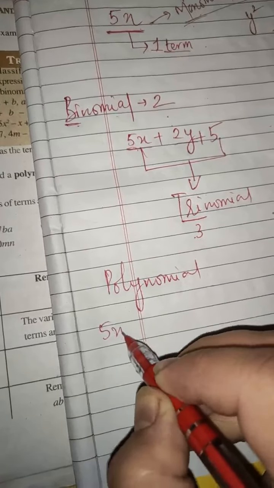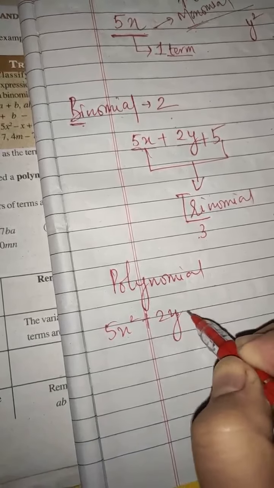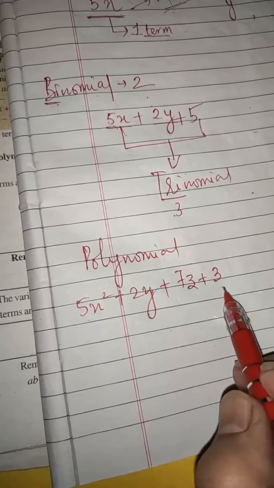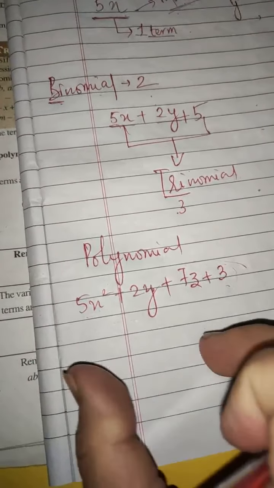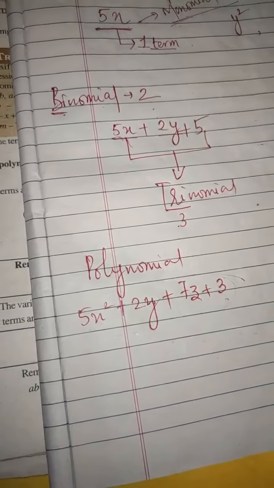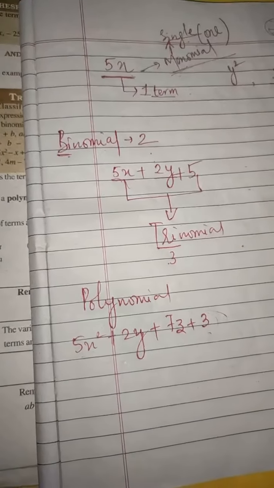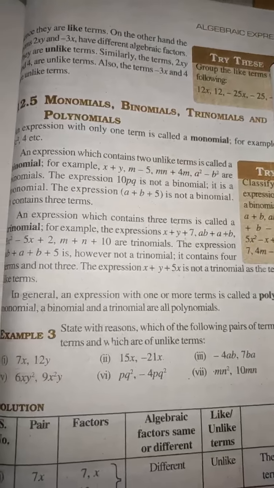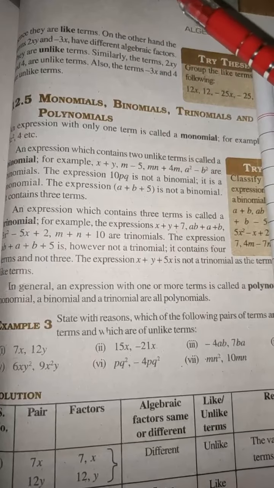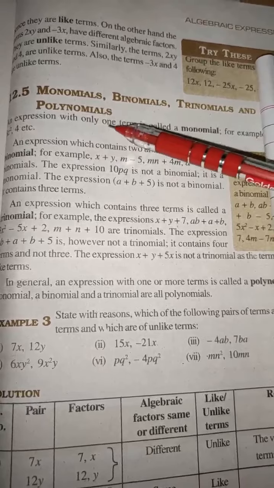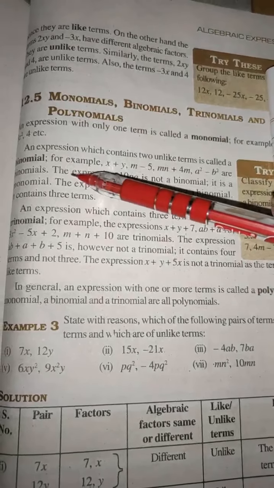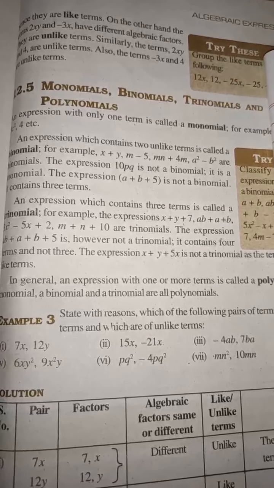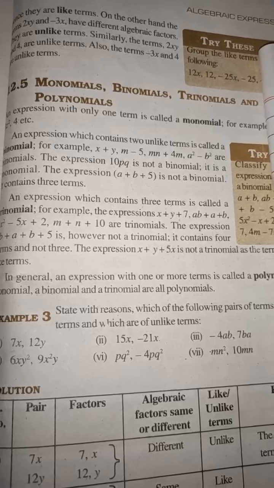Say you have 5x square plus 2y plus 7z plus 3. This is more than 3 terms, so we will consider it a polynomial. I hope the concept of monomial, binomial, trinomial and polynomial is clear. Let me repeat once again. Mono means single: if you have one term, it is a monomial. Binomial means two different terms. Trinomial, 3. Poly means more than 3.